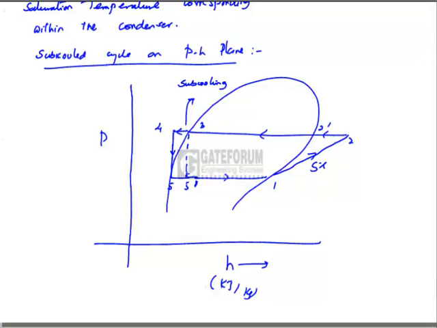This is isentropic compression, 1 to 2. 2 to 2 dash is cooling, 2 dash to 3 is condensation, 3 to 4 is subcooling, 4 to 5 is expansion via throttle valve.